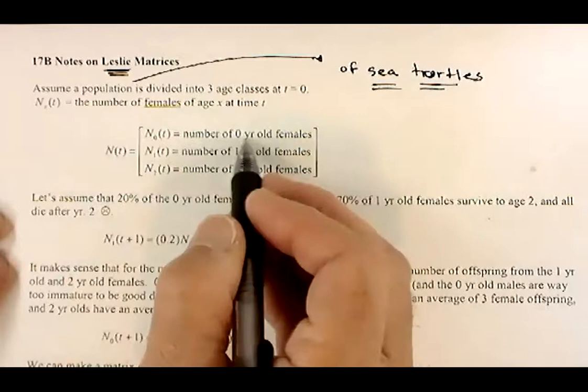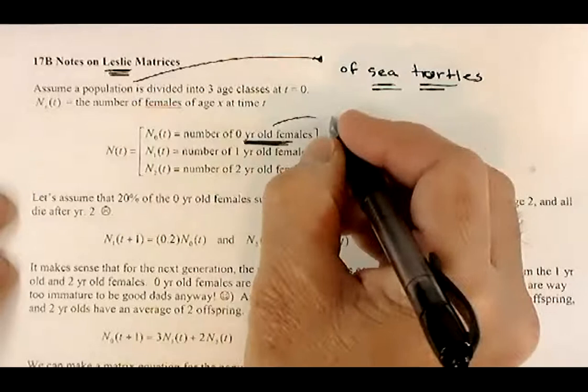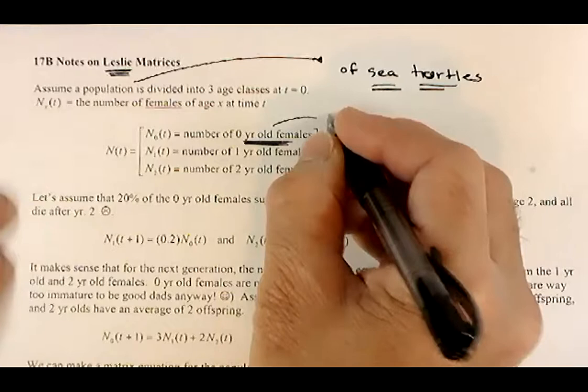N0 of T the number of 0-year-old females. Now of course, 0-year-olds, there's no age here, but what we might mean by that, for example, are infants, or babies. Maybe these are baby sea turtles.